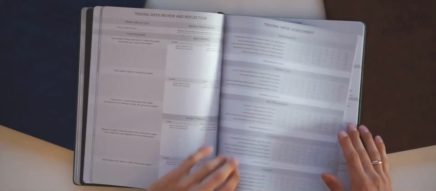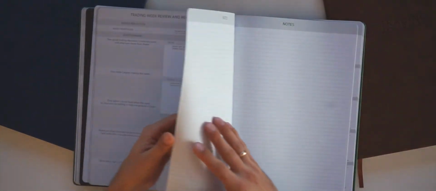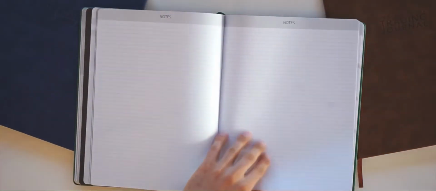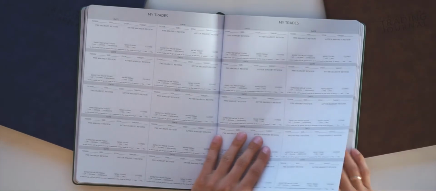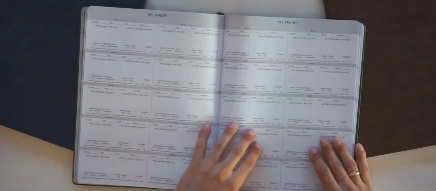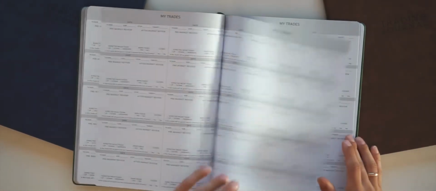Next, you have a few notes pages that you can use to note down any ideas that come to you during your trading. Now, after that, you have some extra trade following tabs. So this is just in case you're a heavy trader and those trade following tabs that you have in the daily pages just aren't enough for you. So you can use these at the back here. And that's pretty much it.